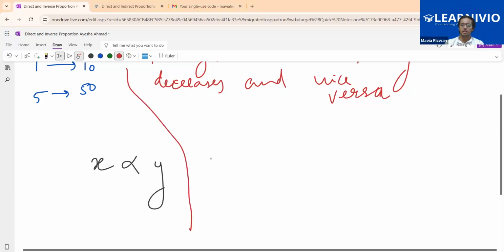Okay, I am writing inverse here. x is inversely proportional to y. This means that if I increase x, y would decrease. How would that decrease? First of all, we write it like this: x is proportional to 1 by y. Why do we write it like this? If I increase y, what would happen to 1 by y? Can you tell me?